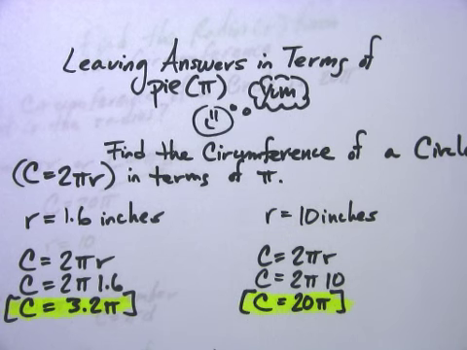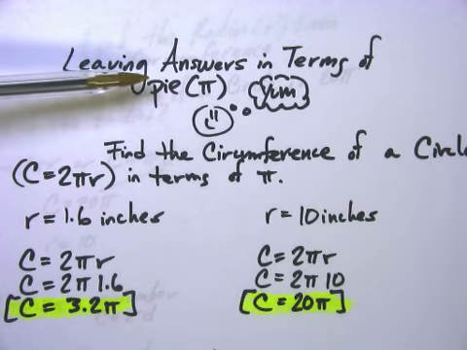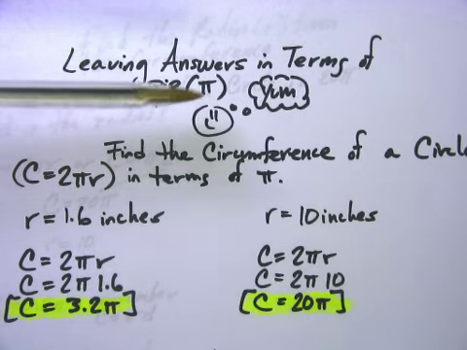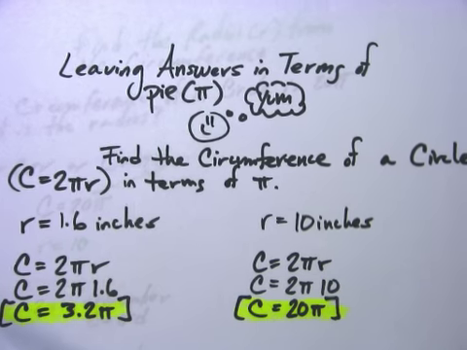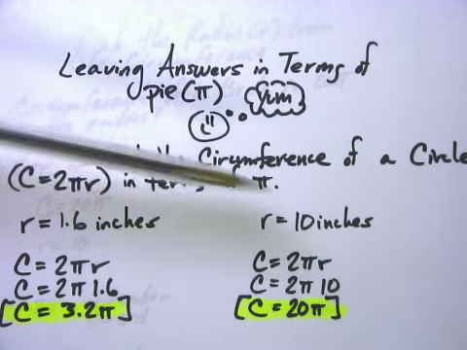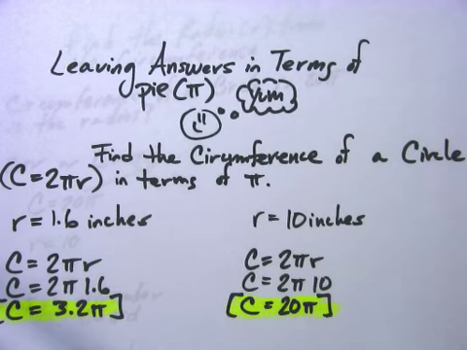Okay, class. Today we're going to be discussing leaving answers in terms of pi, which is here's a symbol for pi. Let's suppose, for example, that they ask us to find the circumference of a circle in terms of pi. That was probably one of the first questions that you saw on the interim test this week. Don't feel bad if you didn't know the answer. We haven't covered it until right now. So let's talk about putting answers in terms of pi.